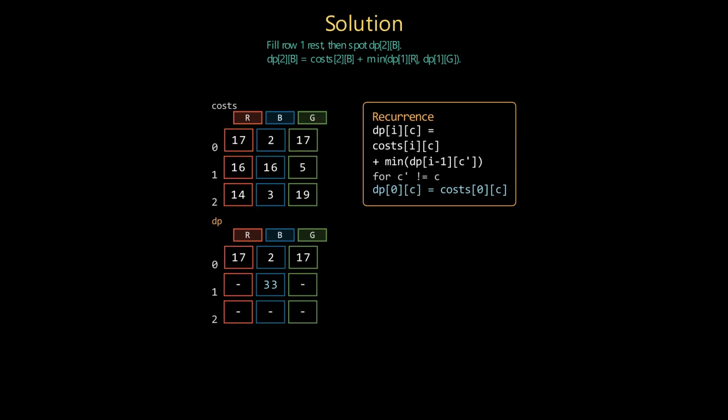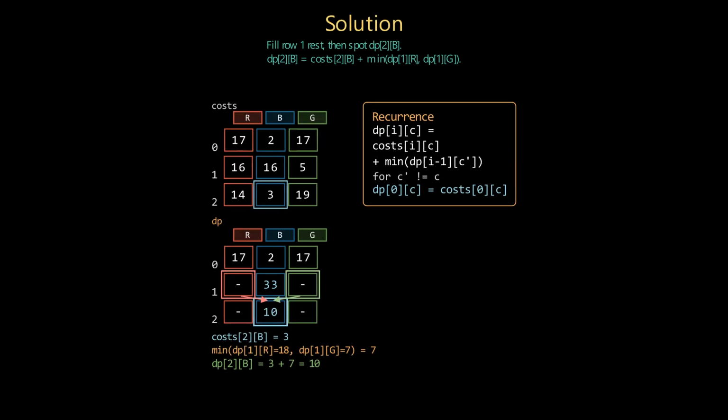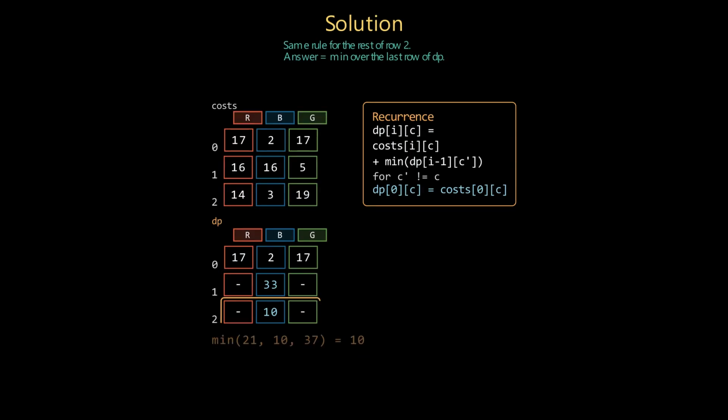Continue filling row 1, then jump to house 2 ending in blue. House 1's red total is 18 and green total is 7, so we pick 7. Add 3, dp at house 2 blue is 10. Fill the rest by the same rule. The answer is the minimum of the last row of dp, min of 21, 10, 37, which is 10.